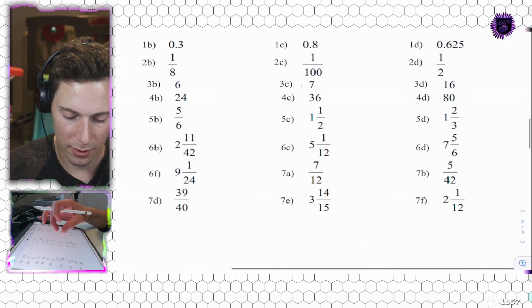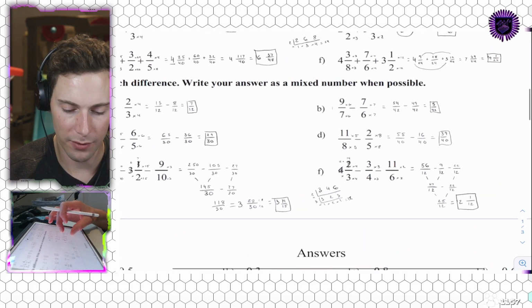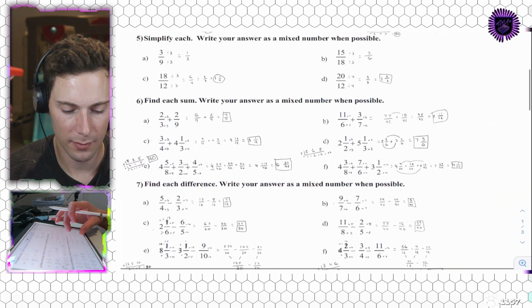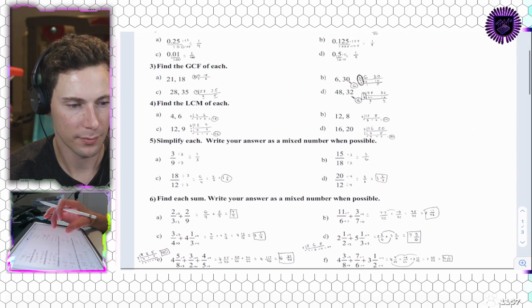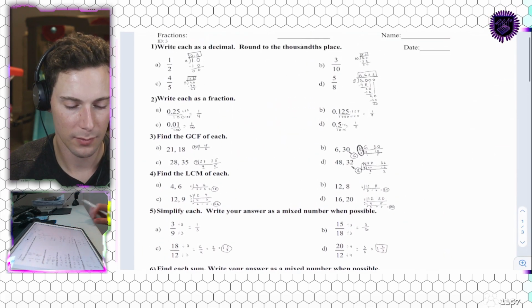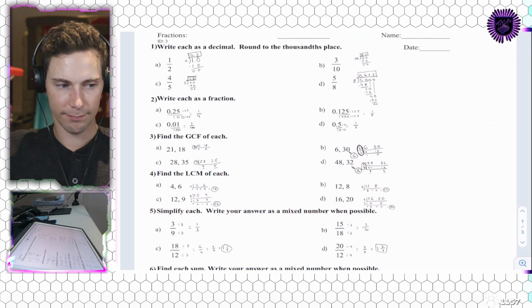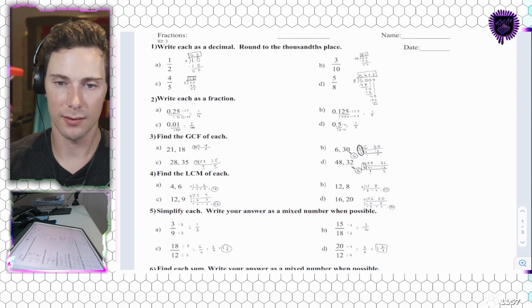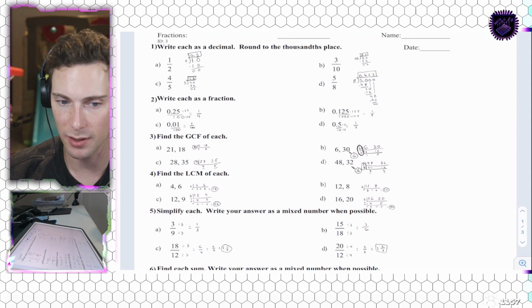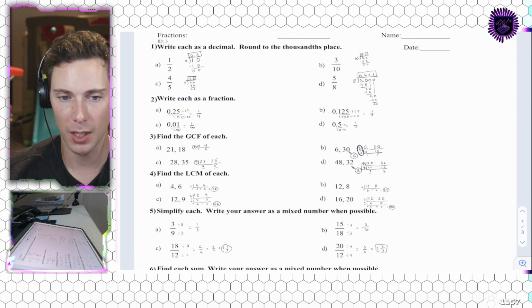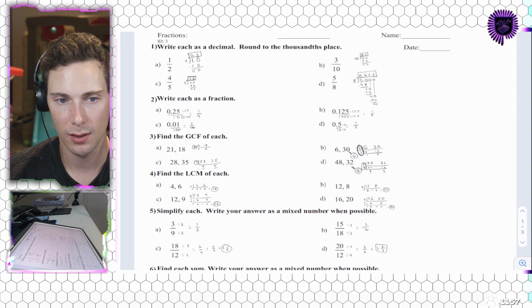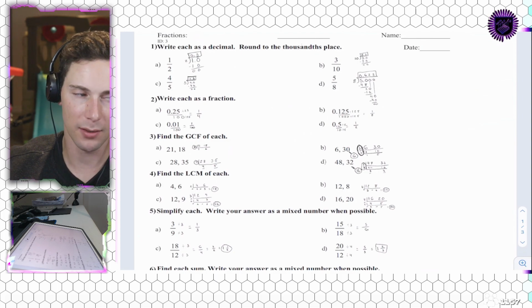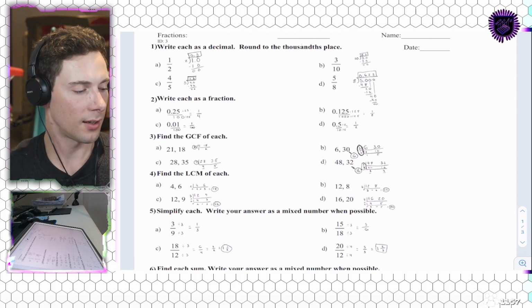Check our answers, 3 and 14 15ths and 2 and 1 twelfth. Now, that's quite a bit of work. That's quite the review. And I feel like I actually didn't do all the stuff in there, converting mixed numbers to improper fractions specifically. This one I felt I left out, but that's okay because we're done and it's over.